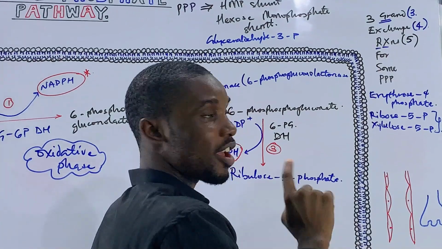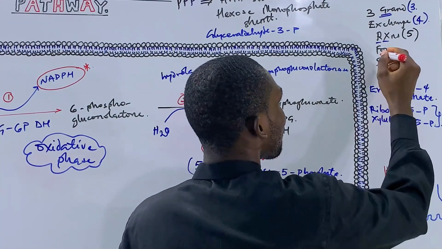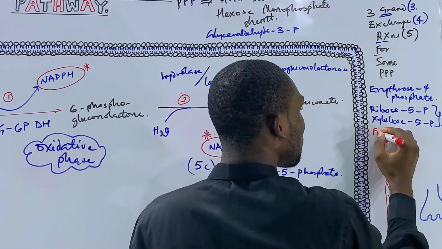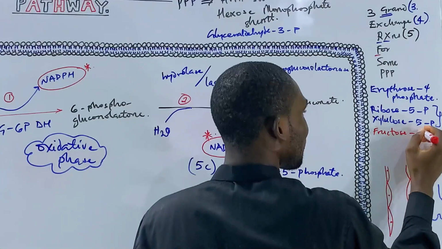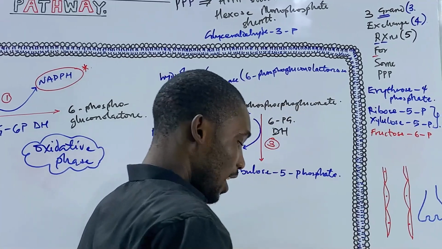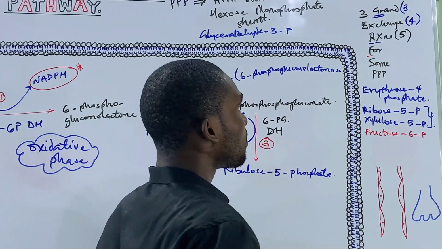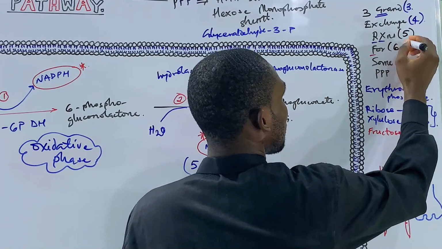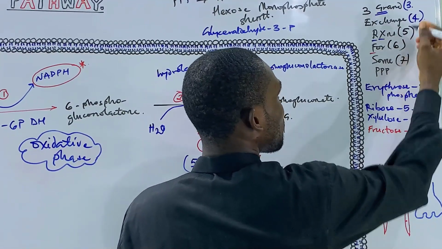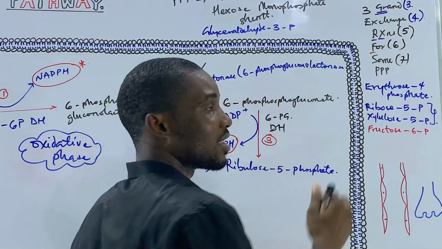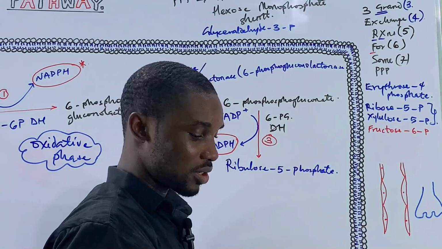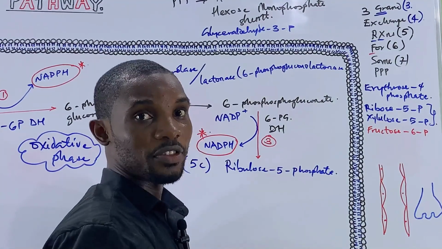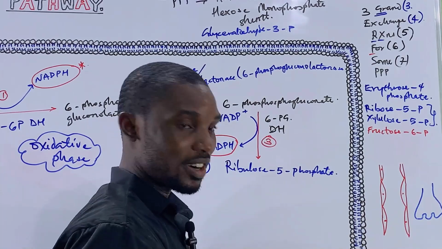And then the next one is your F, which is what? Can you guess? Fructose 6 phosphates. And the last one is sedoheptulose. So this was 6. The last one is 7. So you can see we're going 3, 4, 5, 6, 7. That's your 3 grand exchange reactions for some PPP, for the reversible stages, right?